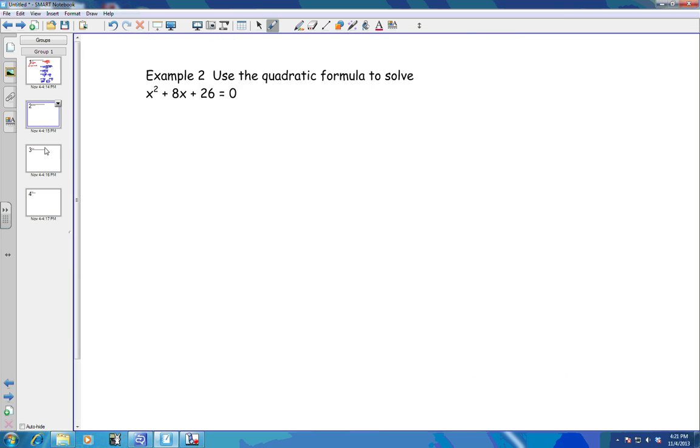Okay, example 2. Use the quadratic formula to solve. It's already set equal to 0, so it's already in standard form. My a is 1, my b is 8, my c is 26. So I'm going to take these numbers and plug them in. I'll just write it up here: negative b plus or minus the square root of b squared minus 4ac, all over 2a.